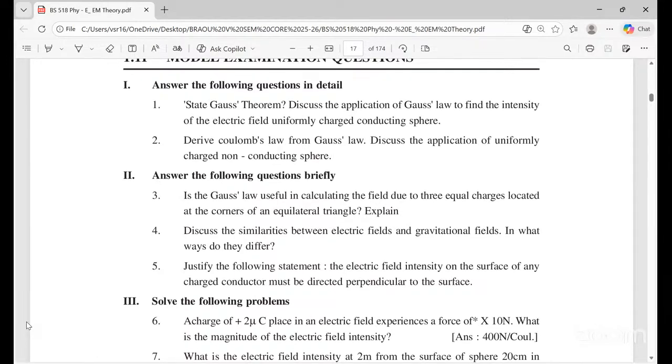State the Gauss theorem and applications. Intensity of the electric field of a uniformly charged sphere. Expected essay question. Coulomb's law from Gauss law.